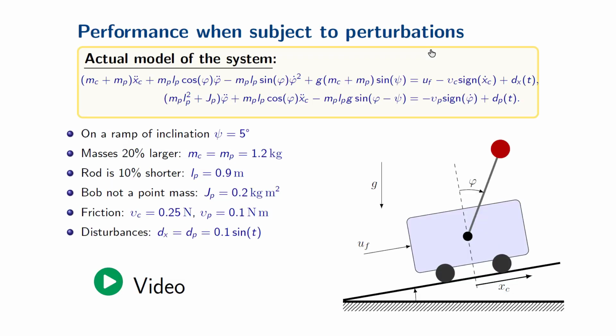But it turns out that in reality, the model of the system is slightly different. In fact, the cart is on a ramp of some inclination. The rod is a bit shorter. We have some errors in our masses. We have friction acting on both the pendulum and the cart. We have some time-varying disturbances, and so on and so forth. And so we are interested in seeing how this controller we designed for the nominal system will actually work also for the perturbed system.